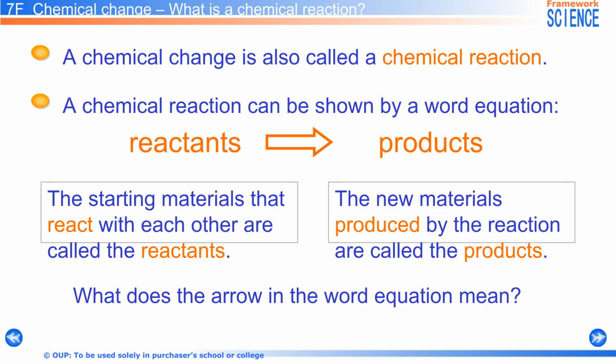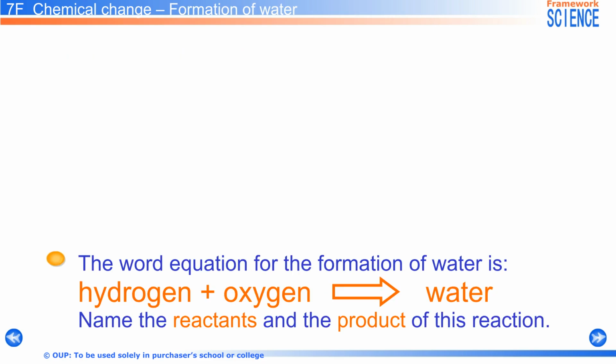A chemical change is also called a chemical reaction. A chemical reaction is represented by a word equation. Reactants go to products. The starting materials are reactants, and the new materials produced are products. What does the arrow mean? The word equation for the formation of water is hydrogen plus oxygen yields water. Name the reactants and the product of this reaction.